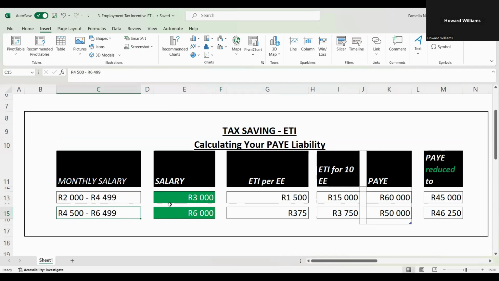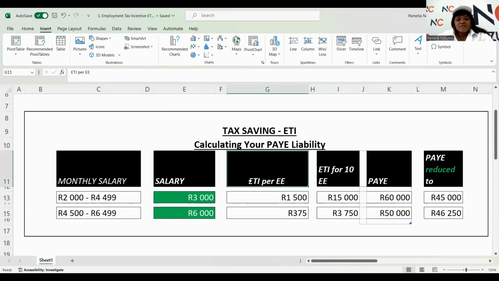Oh, okay. Now I see. What does ETI mean? Employment tax incentive. Oh, okay. And the EE would be what? Eligible something? No, EE is the employee. Employment tax incentive per employee. And then this one is the employment tax incentive for 10 employees. Oh, so that's 10 times 1.5. Okay, I get it. Yes, yes.